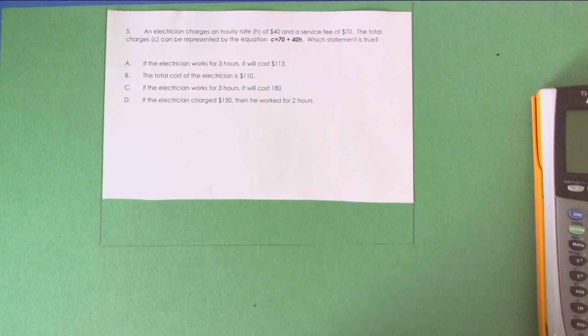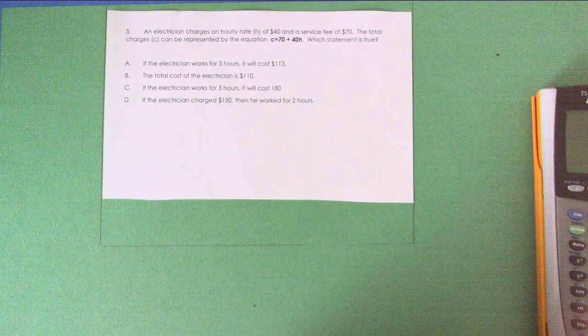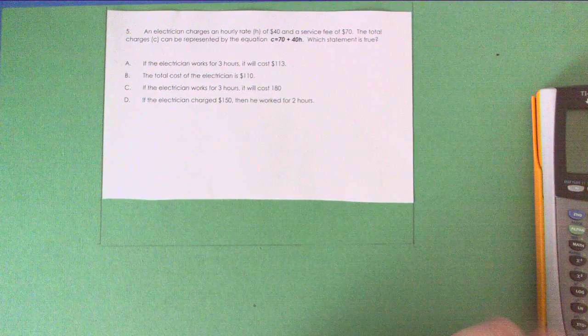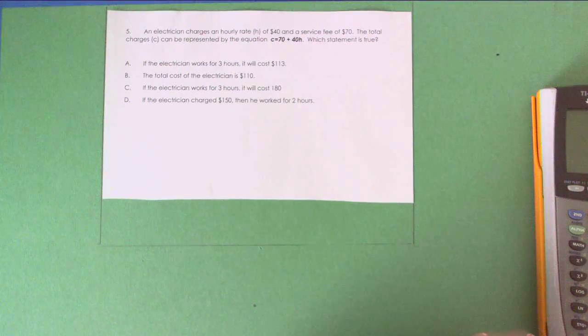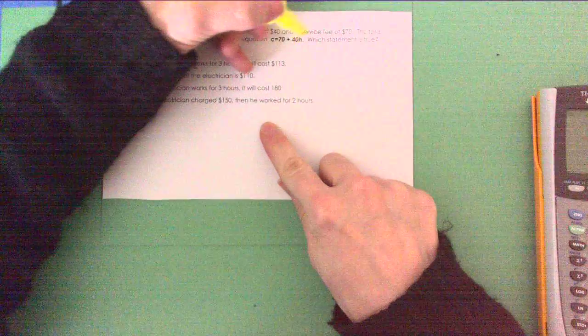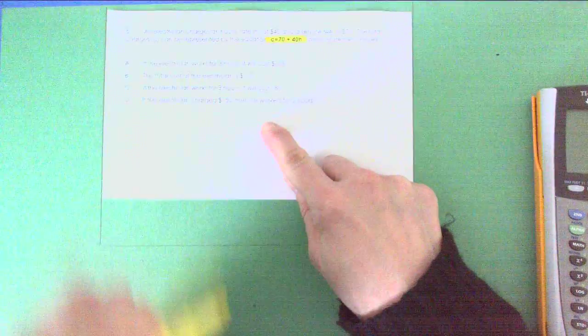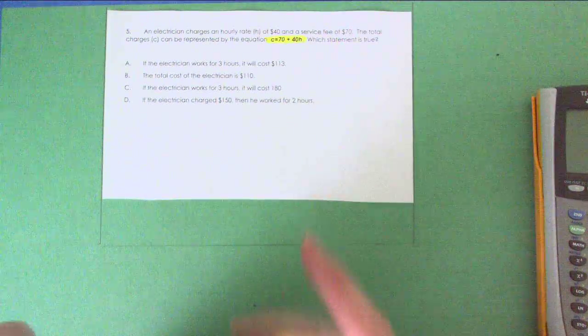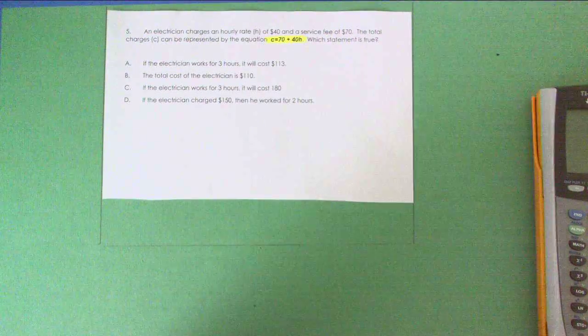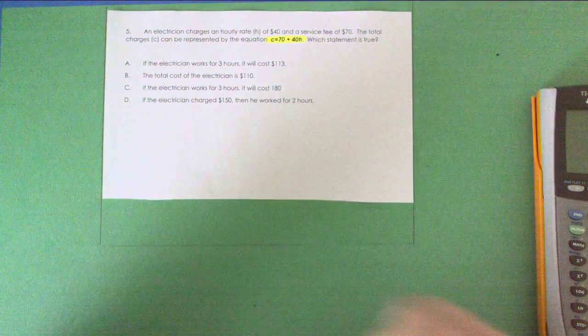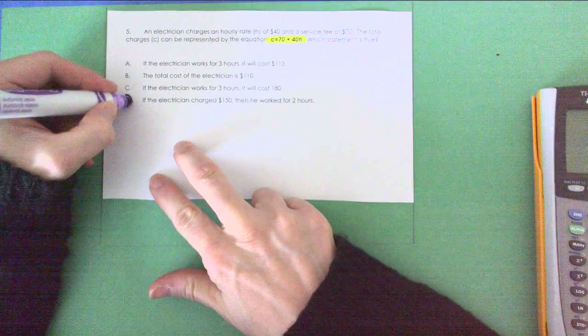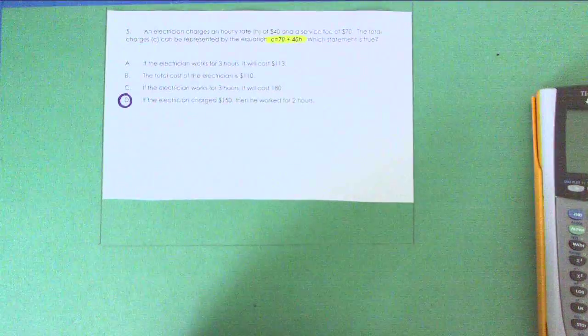An electrician charges an hourly rate H of $40 and a service fee of $70. The total charges C can be represented by the equation C equals 70 plus 40H. So let me highlight. It is bolded, but let me highlight over that. Which statement is true? Okay, I'm going to go right to the statement that's true, and then I'm going to tell you why. The answer to this is letter D, and this is how simple it is.